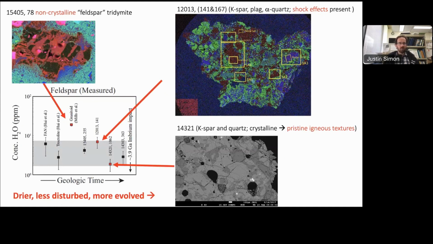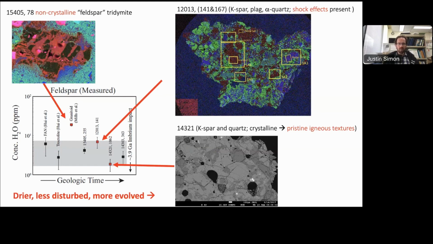There's the 15405, non-crystalline feldspar and tridymite. It's got a ton of water, relatively speaking. Then you have this intermediate sample that has, when I say intermediate, I mean intermediate in volatile OH concentration. It has crystalline mineralogies, but there are shock effects that are present. And then finally, you have this youngest sample from the Breccia 14321, and all of the minerals in there are crystalline and appear to be pristine igneous texture.